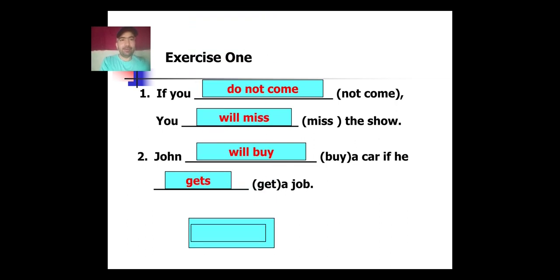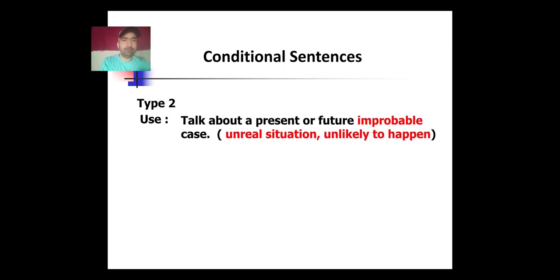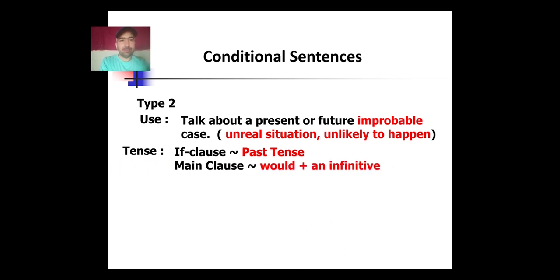So let's move forward. We have type 2. The use of type 2 is that it talks about a present or future improbable case, meaning there is no likelihood of these things or actions happening. It shows two kinds of things: an unreal situation or something unlikely to happen. Let's see how an unreal situation is shown in this. The tenses we use: the if clause would be in past tense and the main clause will take would plus infinitive.